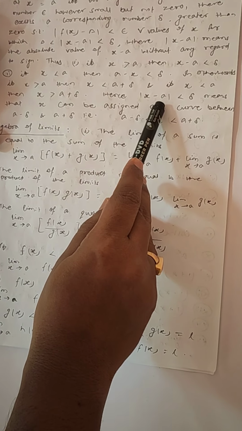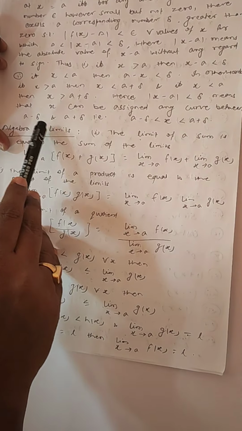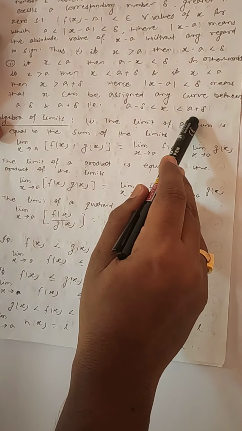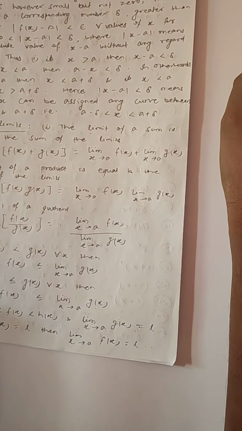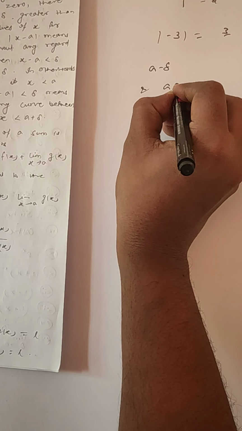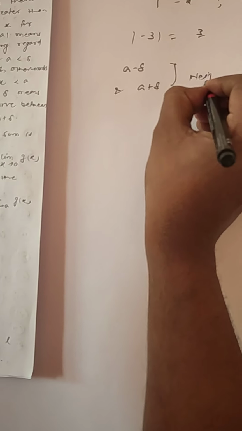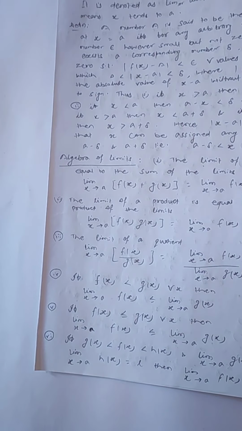Hence, mod of x minus a less than delta means x can be assigned any value between a minus delta and a plus delta. The x lies between: x is greater than a minus delta and x is less than a plus delta. So a minus delta and a plus delta are nothing but the neighborhood points of a. This is nothing but the neighborhood of a.